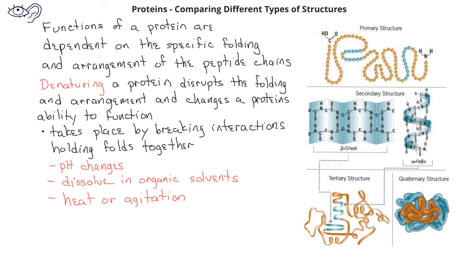When you heat an egg, for example, as it changes from colorless to a white cloudy appearance, essentially what you're doing is you're denaturing the proteins in the egg.